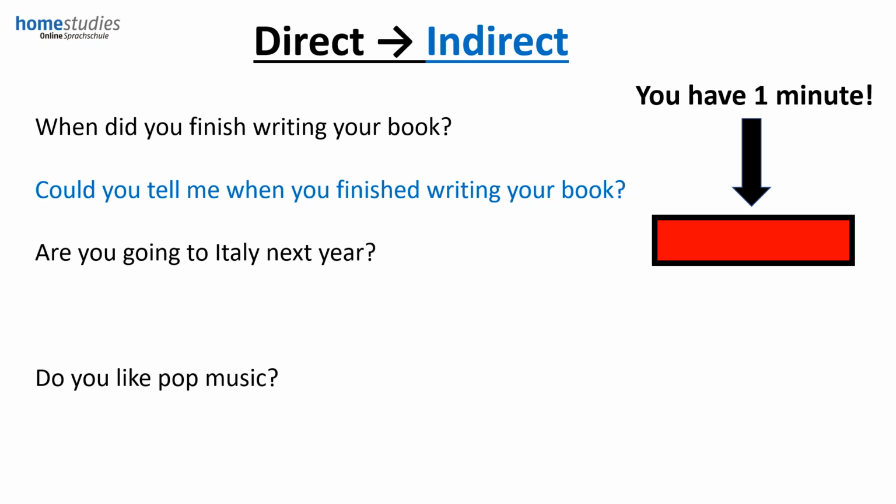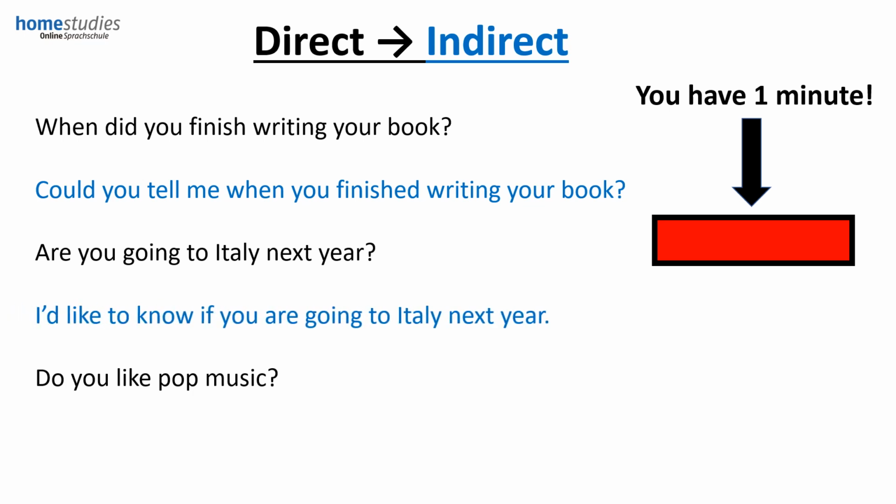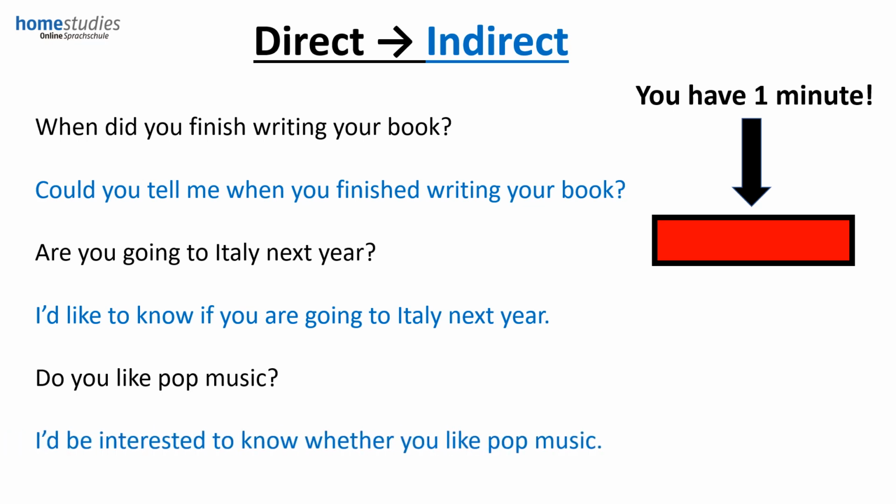Now the second one, are you going to Italy next year? I don't know. So I am going to use the word if in the sentence. I'd like to know if you are going to Italy next year. And finally, do you like pop music? Maybe you don't. Maybe you prefer rock music or classical music. So the answer is going to be yes or no. Therefore, in the indirect question, I'm going to use if or whether. So I'd be interested to know whether you like pop music.